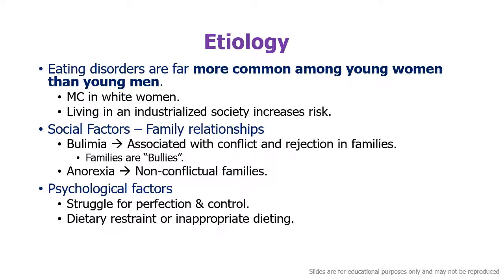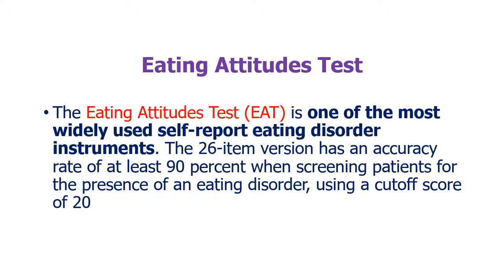So the way to remember this, I think of families as bullies. So bulimia results in bullies in families, so that's the one that has conflict. There is a tool that is used by patients to self-report eating disorders, and it's called the Eating Attitudes Test. A patient will take this 26-item test and can dictate with a pretty reasonable accuracy of 90% whether or not these patients have an eating disorder.